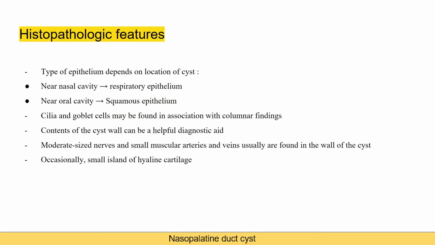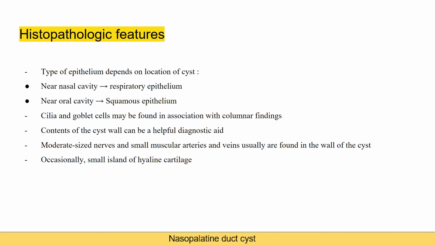The type of epithelium depends on the location of the cyst. If it is near the nasal cavity, it is respiratory epithelium. If it is near the oral cavity, it is squamous epithelium. Cilia and goblet cells may be found in association with columnar epithelium.